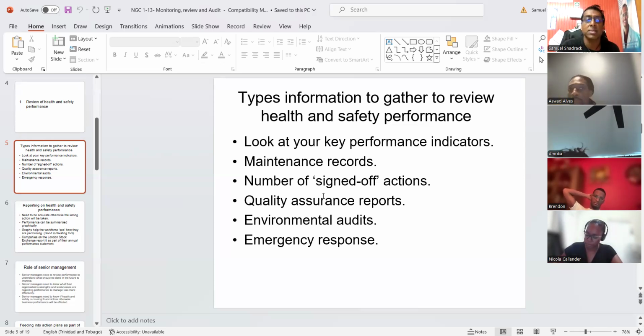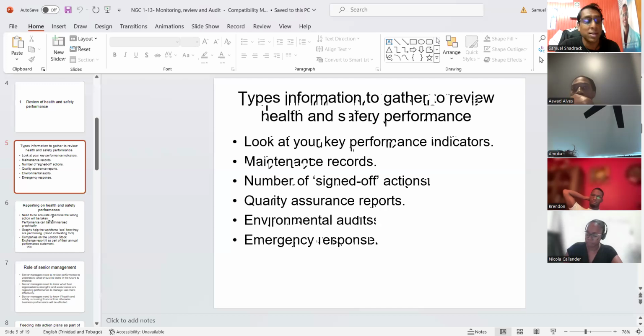If not, well, then why not? Look at your quality assurance reports, environmental audits, emergency response. And then you can know, well, if the workers are getting to their muster point on time within 3 to 5 minutes, and everything is okay, there's no issue. Well, I suppose that means that your performance is where it should be.